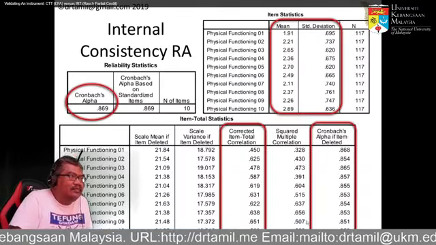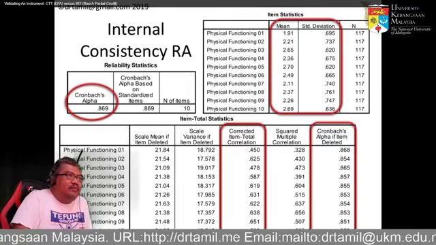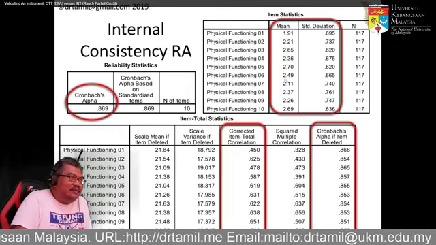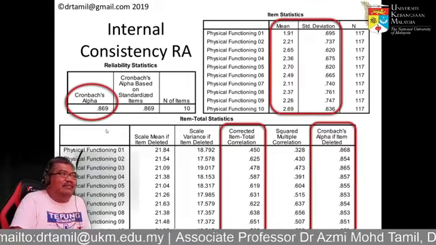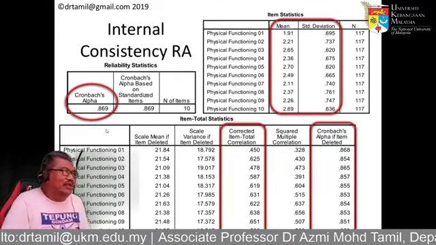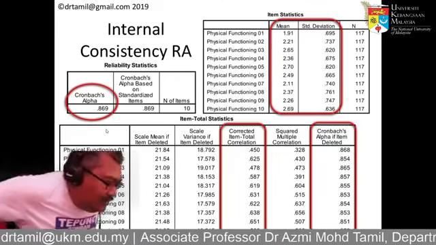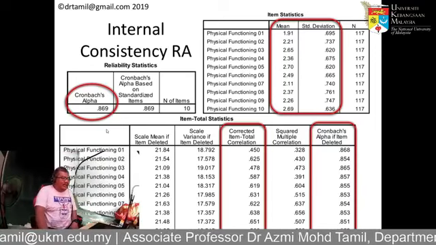So you will get these answers. There are many outputs, but in fact there's only one part of the whole thing, the Cronbach alpha, the internal consistency.